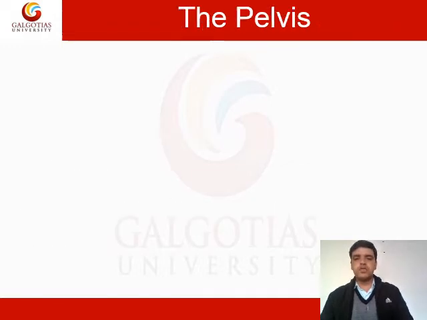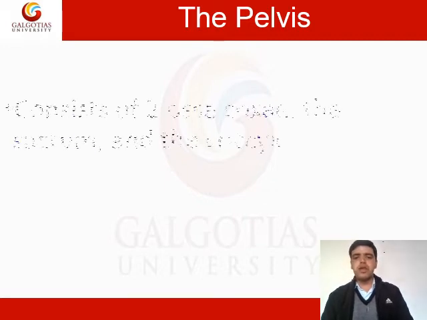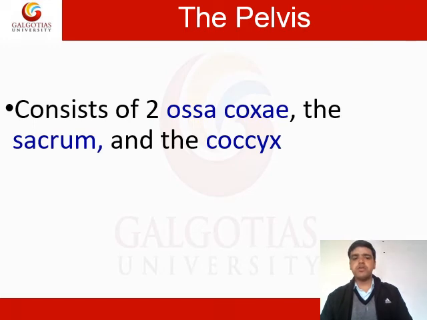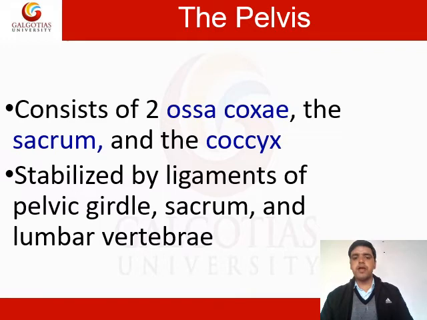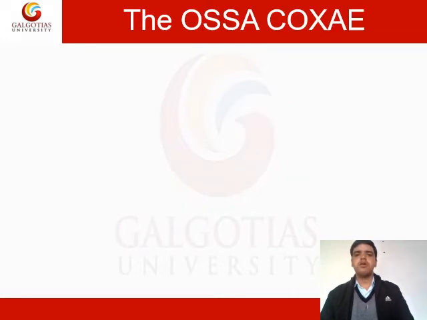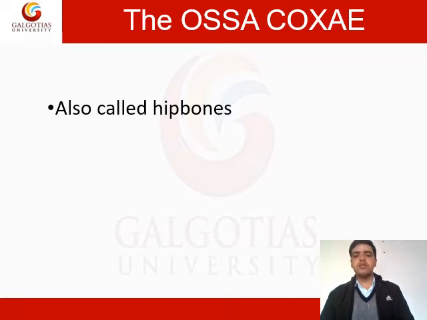Now we are moving on to the lower portion of the body, that is the lower extremities, which is formed by the pelvic girdle and the lower limb. The pelvis bone consists of 2 ossa coxae, which along with the sacrum and coccyx combine to form the pelvic girdle. The ligaments of the pelvic girdle, along with the sacrum and lumbar vertebrae, combine together and stabilize the pelvic girdle to remain in its intact position. The os coxae is also called the hip bone.